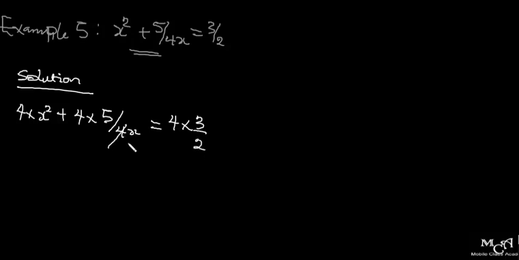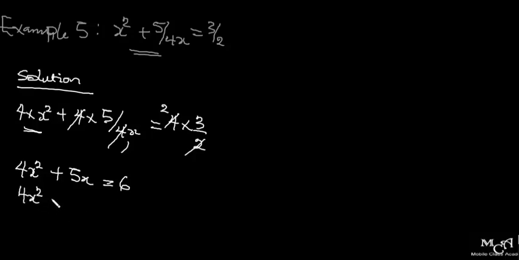If we do that, 4 goes here 1, 4 goes here 1. So 4 is knocked out. So 2 goes here 1, 2 goes here 2. If we come here, we have 4 times x squared, which gives 4x squared plus 5x equals 2 times 3, 6. But this is not in the form of a quadratic equation, we need to equate it to 0. So we are going to have 4x squared plus 5x minus 6 equals 0.